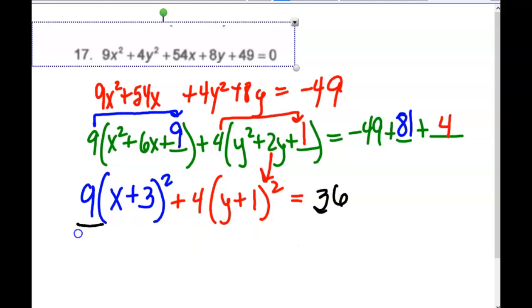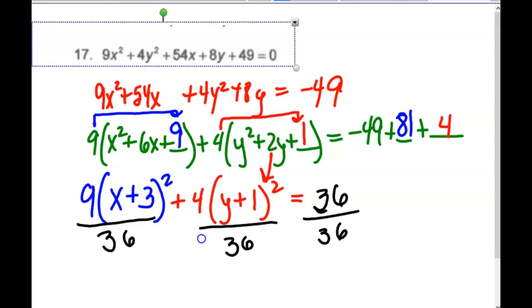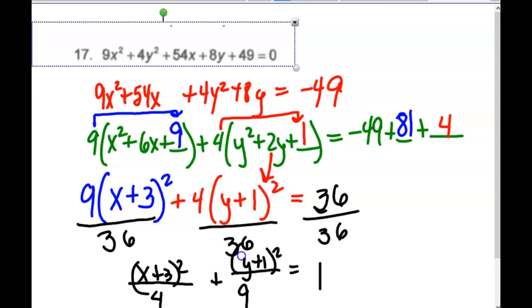Now what? Divide everything by 36 and nice things happen. We have x plus 3, quantity squared. 9 goes into 36 4 times. 4 goes into 36 9 times, with a y plus 1 squared up here, equals 1. Ellipse, hyperbola, parabola. I don't know what just happened. I lost my pen. It's an ellipse because of the plus in the middle. Everybody okay?